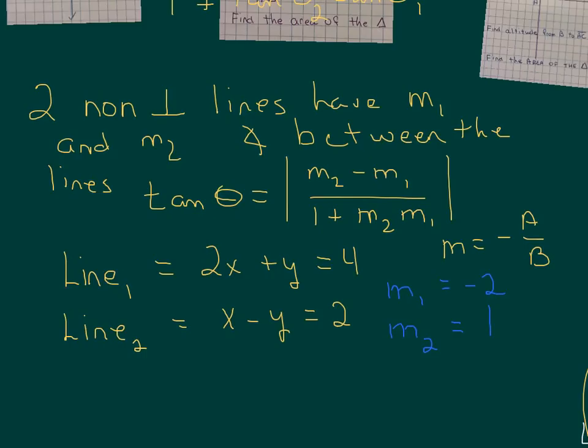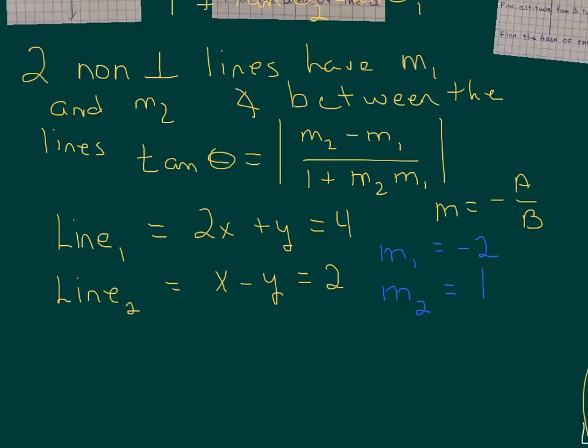And now we can simply plug that information into our formula. So we could say that the tangent of theta is equal to the absolute value of slope 2 minus slope 1 over 1 plus slope 2 times slope 1. So we get that the tangent of theta is equal to the absolute value of 3 over 1 minus 2. But since it's absolute value, we want the angle whose tangent is 3.